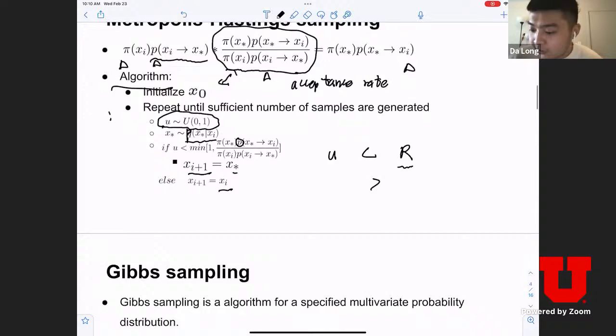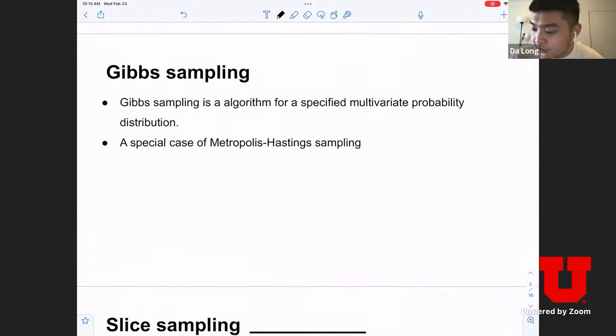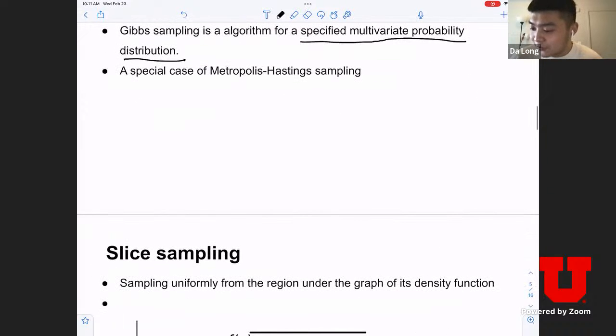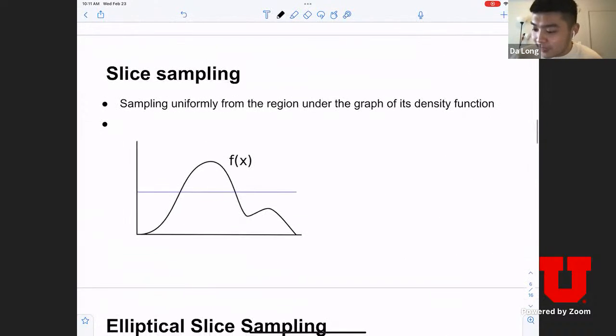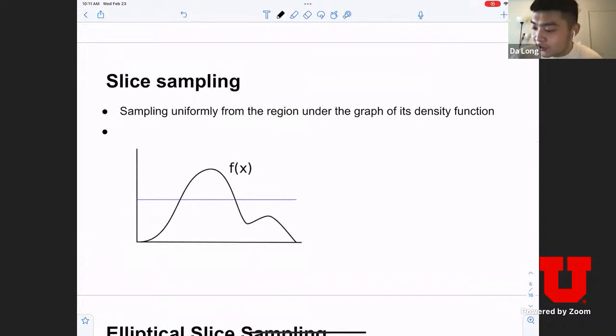Okay, and then the Gibbs sampling. So the Gibbs sampling, you can view it as a special case of the Metropolis-Hastings sampling. And the Gibbs sampling is just used to sample a multivariate probability distribution. Okay, I also will not go through the details. And then the slice sampling.